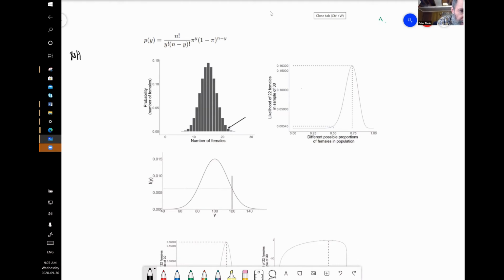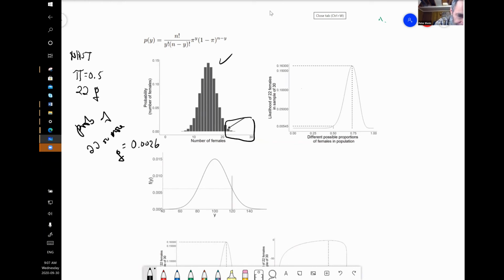We could do null hypothesis statistical testing based on this distribution. If our null hypothesis was that pi was equal to 0.5 and we observed 22 females out of a sample size of 30, you come down here and you see the probability of 22 or more females is only equal to 0.0261, and that would lead us to reject our null hypothesis.